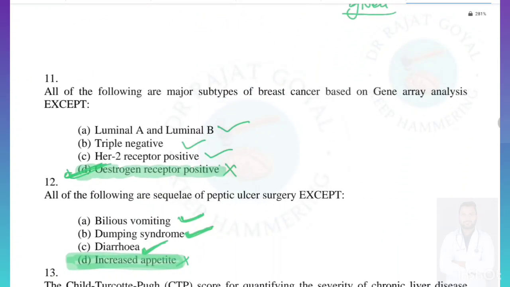All the following are the major subtypes of the breast cancer based on gene array analysis except. So we know that luminal A and B are the major subtypes. Triple negative is also a major subtype, and HER2 neu positive is also a major subtype. But estrogen receptor positivity is not a single major subtype. It can be considered, but it is not a major subtype. So answer here will be estrogen receptor positive. And for HER2 neu positive, the treatment is trastuzumab.